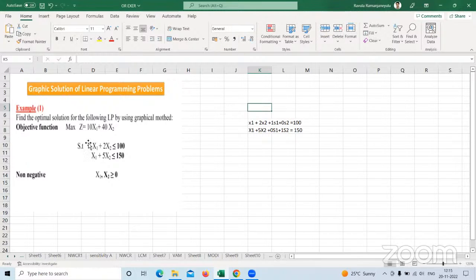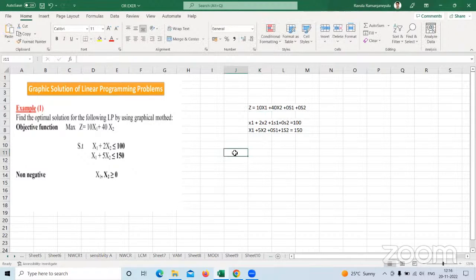The objective function given here is maximize z equals 10x1 plus 40x2 plus 0s1 plus 0s2. So that is the objective function, converting the normal LPP question into simplex format. Now we need to keep this in the table.